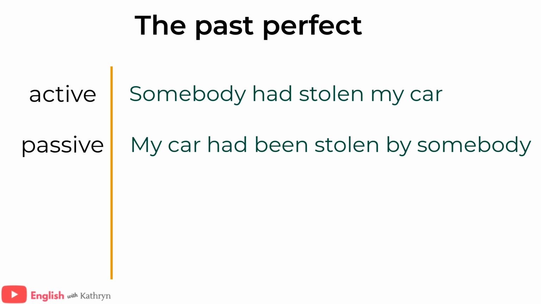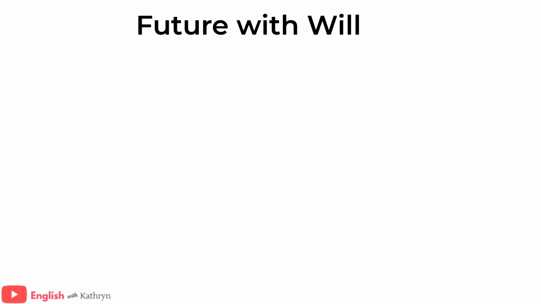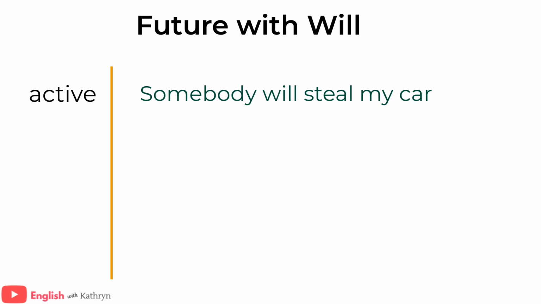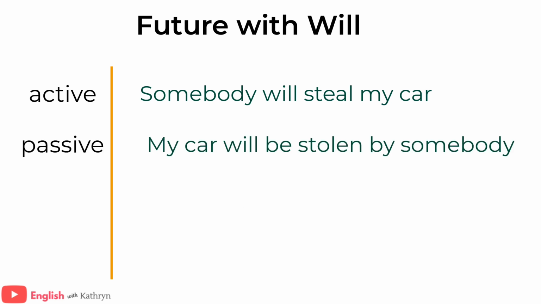I hope. Okay, let's finish this section with two future tenses. Let's start with "will." Somebody will steal my car. Pause the screen and try and put this in the passive form. My car will be stolen by somebody. Well done. That's great.